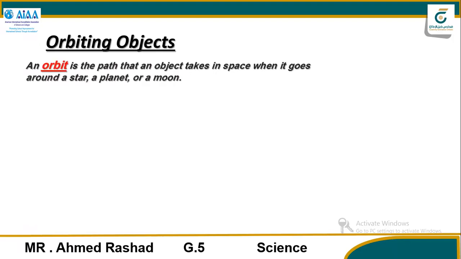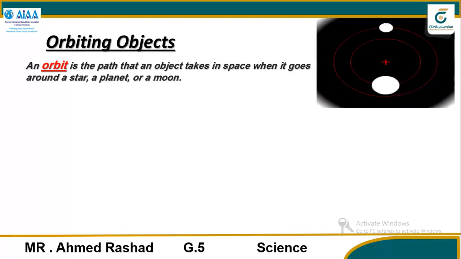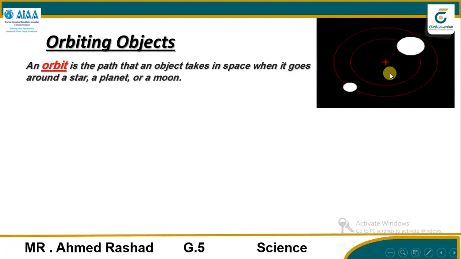An orbit is a path an object takes in space when it goes around a star. Here is a point considered a star, any star like the Sun, and this is the planet and other objects like moons moving around this Sun in the same orbit. That's due to gravity, or universal gravity.